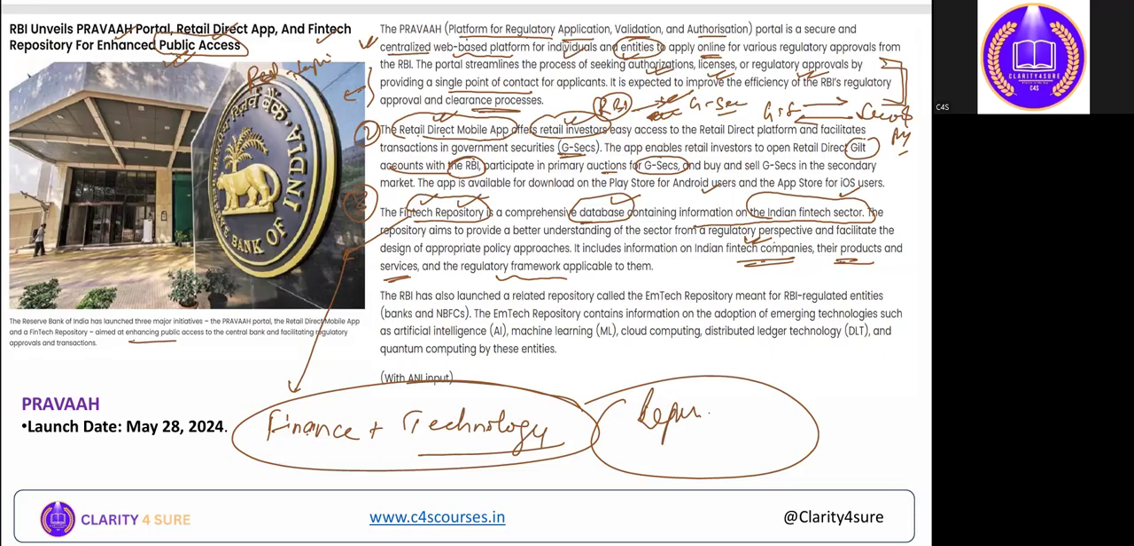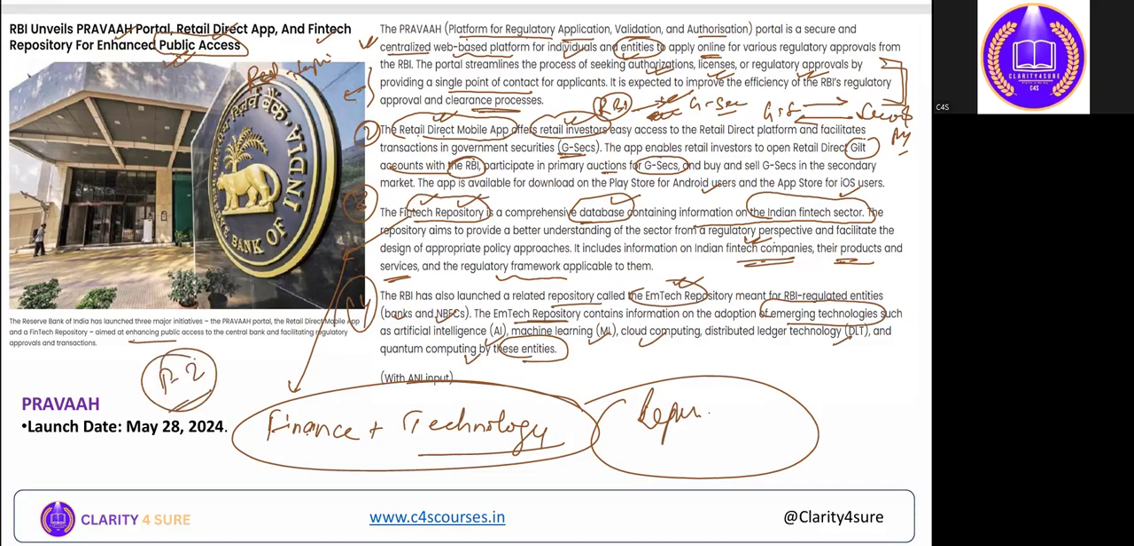RBI has also launched, apart from these three tech-friendly initiatives, a related repository called EM-Tech repository meant for RBI regulated entities, banks and NBFCs. The EM-Tech repository contains the information on the adoption of emerging technology. EM stands for emerging technology, okay, such as AI, machine learning, cloud computing, distributed ledger technology, and quantum computing by such entities like banks and NBFCs, right? So EM-Tech is another initiative. You can use such examples in your descriptive answers as well while addressing the question for phase two.